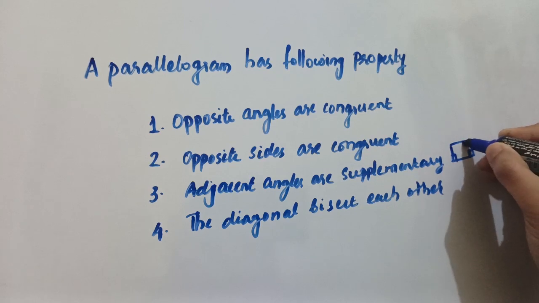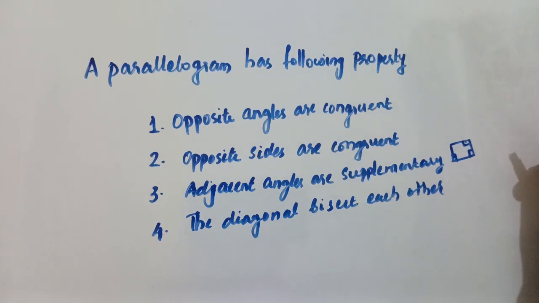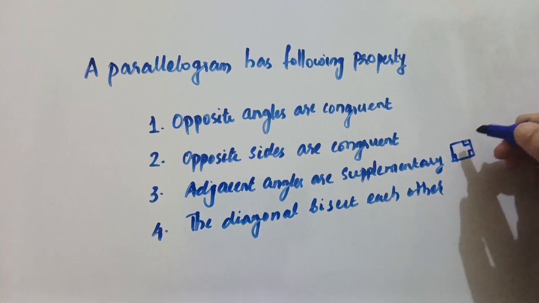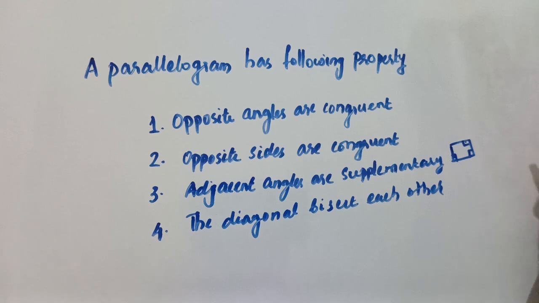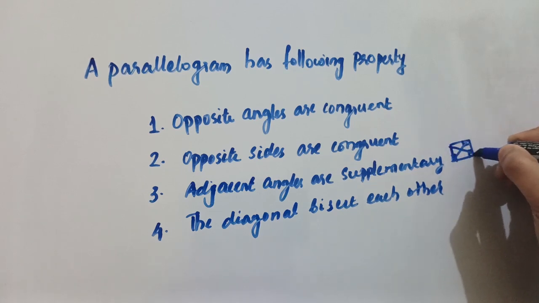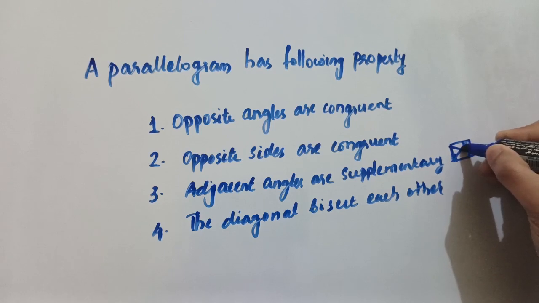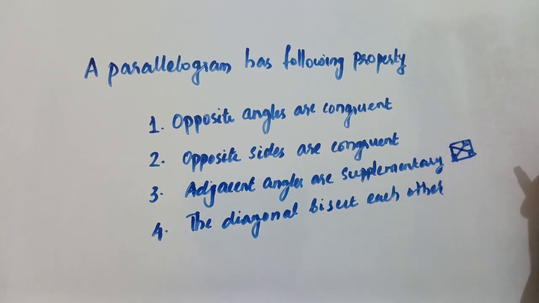Opposite angles are congruent means these 2 angles are congruent. Opposite sides are congruent means these 2 sides are congruent. Then diagonals bisect each other means the diagonals intersect at a point and it divides each diagonal into 2 equal parts. That is, diagonals bisect each other.